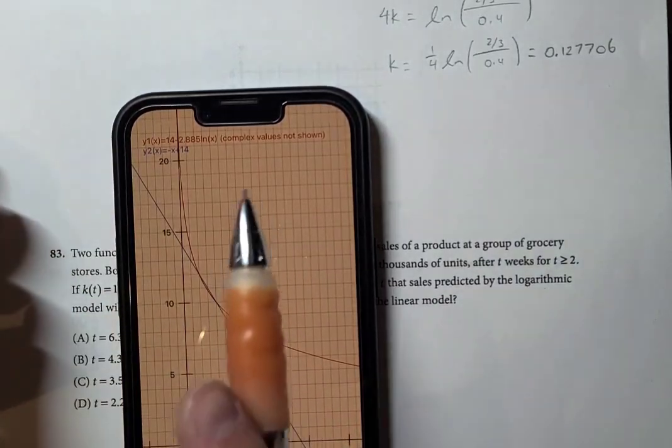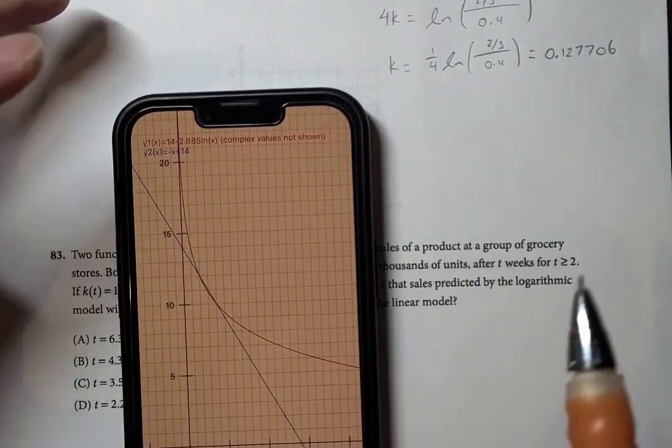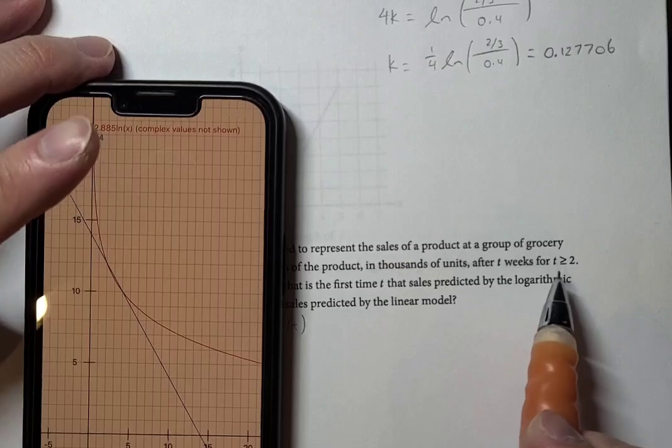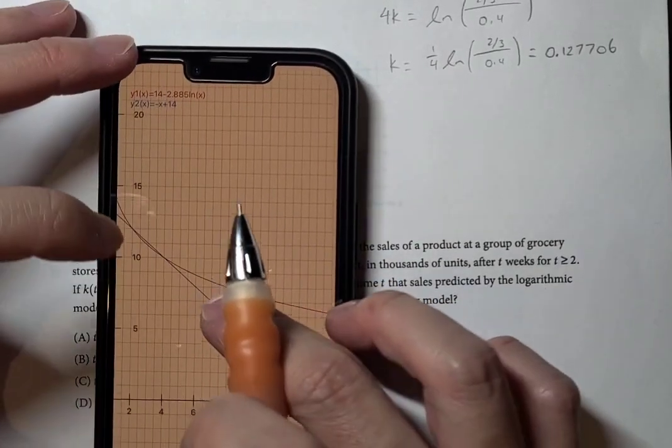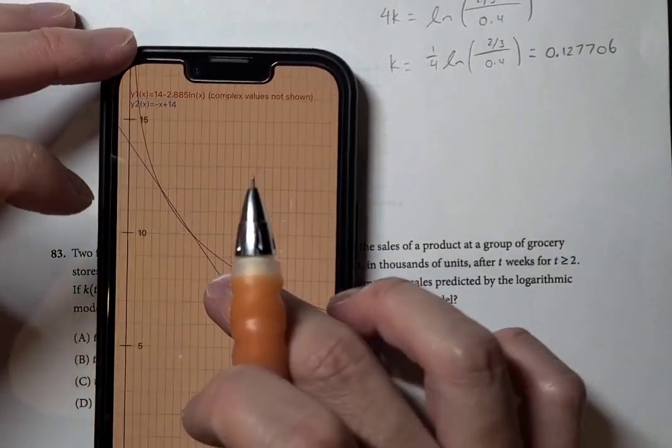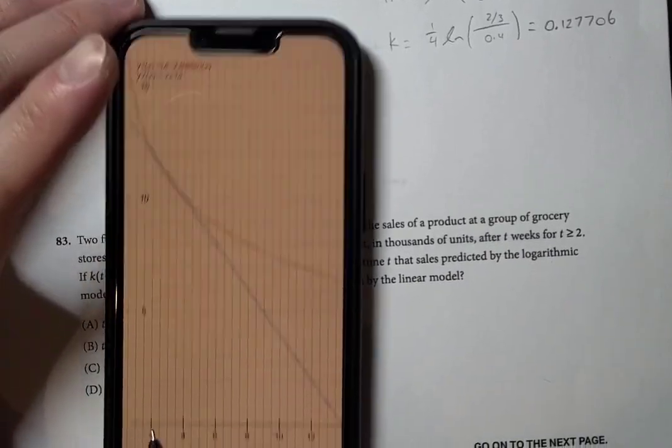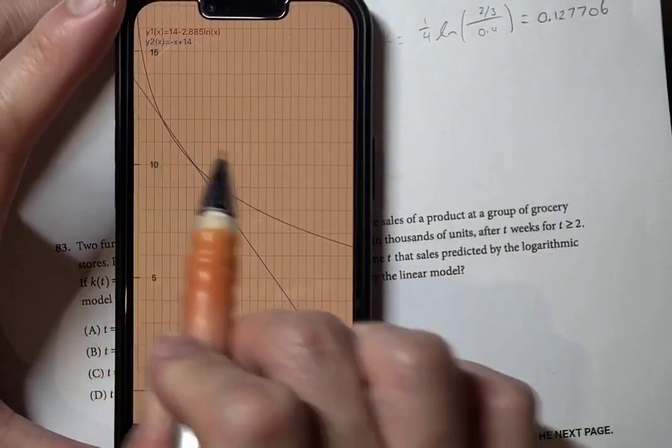Okay, the red one is the log, the blue is the linear. We're only interested in t greater than or equal to 2, so I can do something like this, okay? This is t is 2 down here. So we're only interested after that.